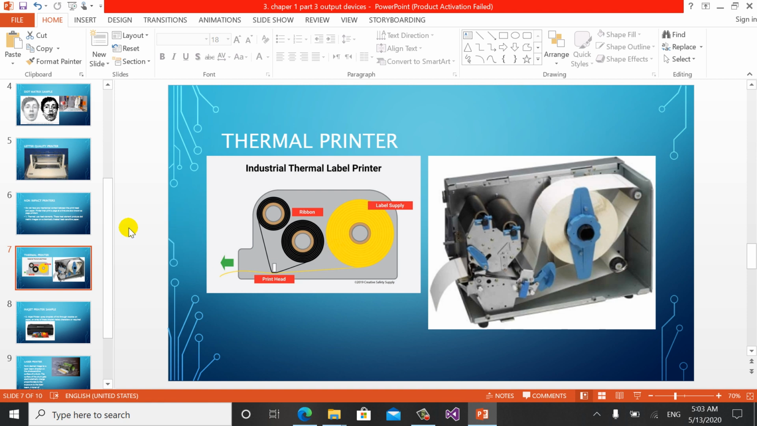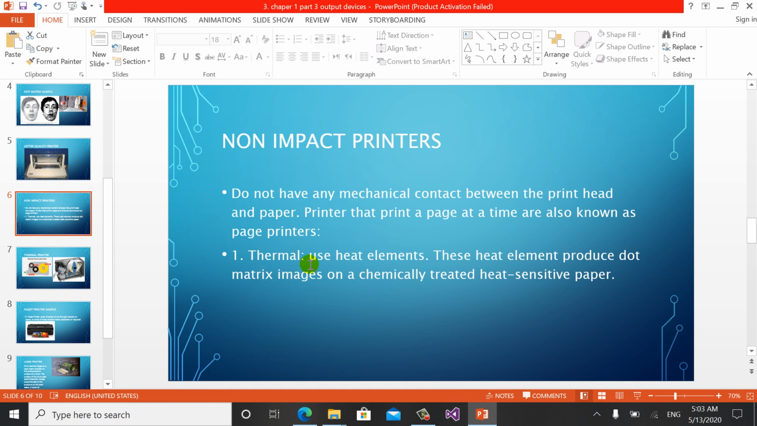Just learn this one point: a thermal printer uses chemically treated heat sensitive paper and prints one page at a time.